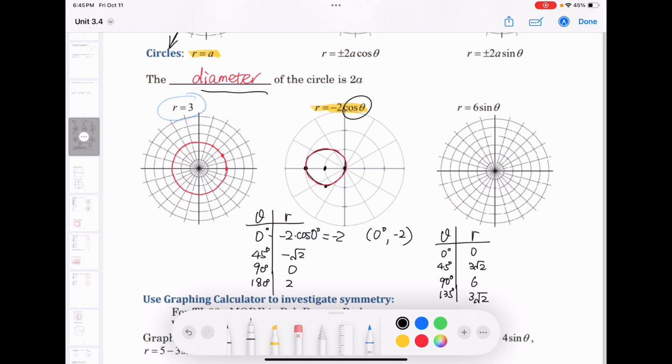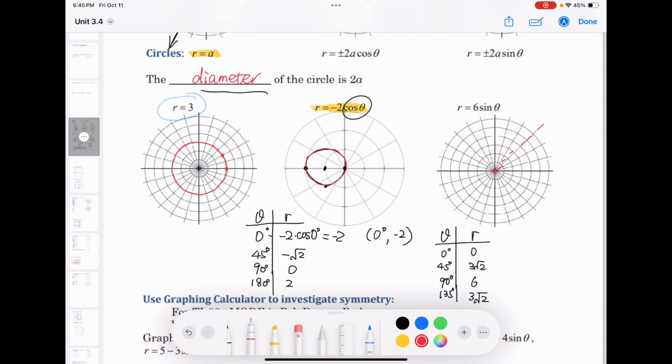Okay, so let's plot the points. The first point is 0 degrees and 0. It is at the origin. We can use red color. So it's my first point. The second point is 45 degrees. So where is the 45? This is the 45.